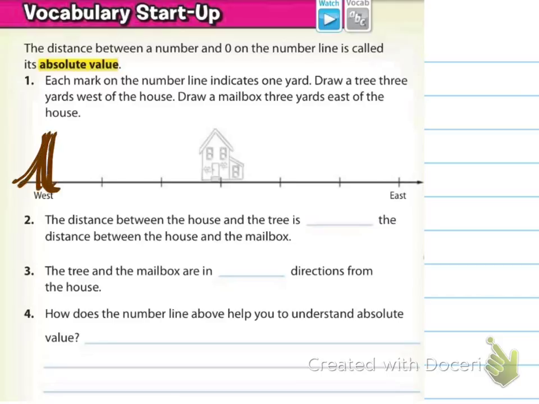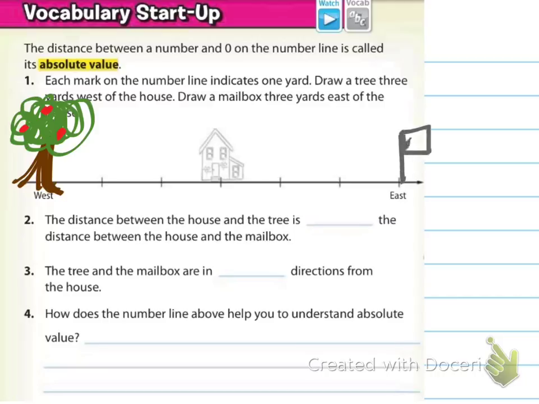All right. So here's my tree. And this is what's really going to make it amazing for you. It's an apple tree. And then, where's my mailbox? Okay, and then I'm going to draw my mailbox. With the flag. All right. Oh my gosh, this is amazing. You're welcome.